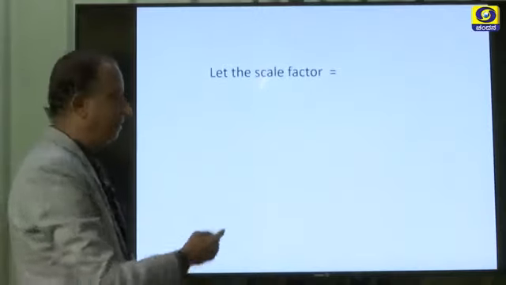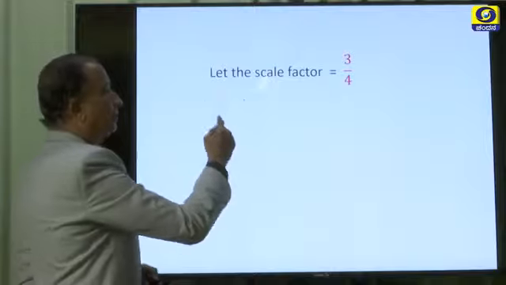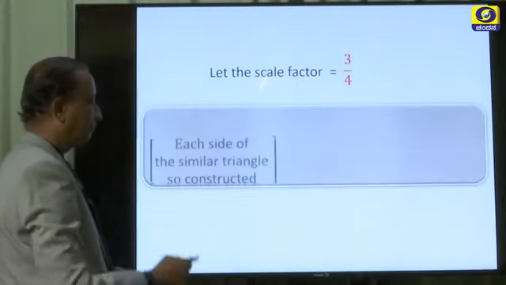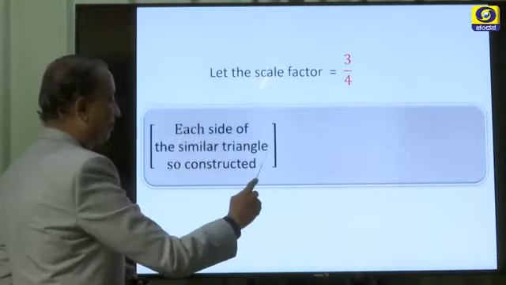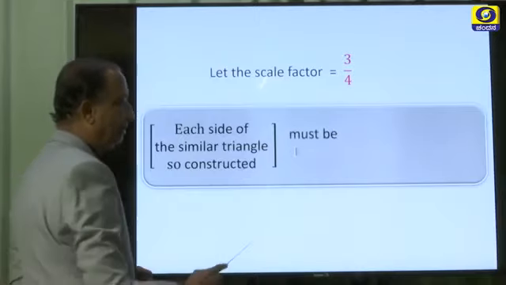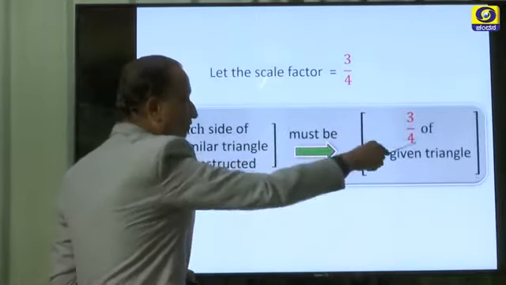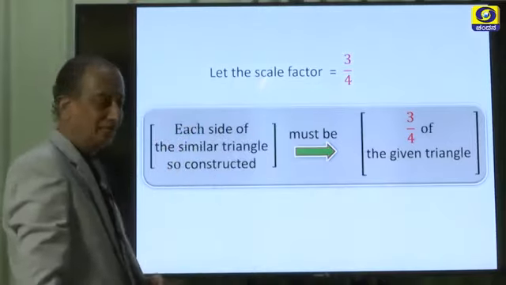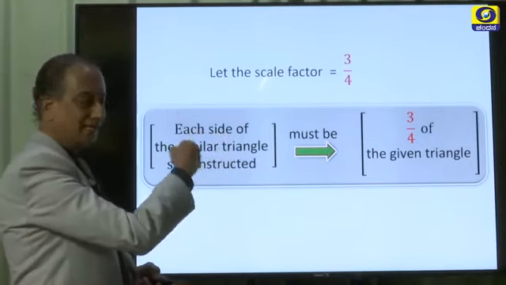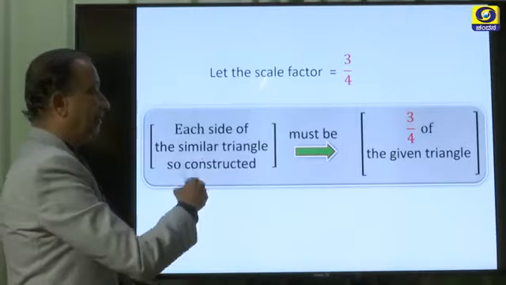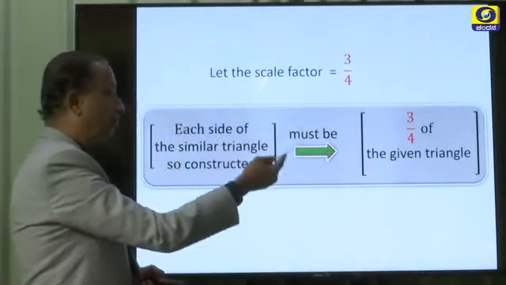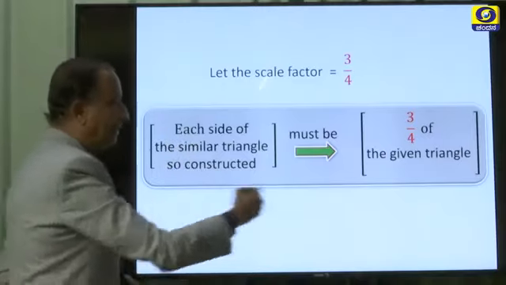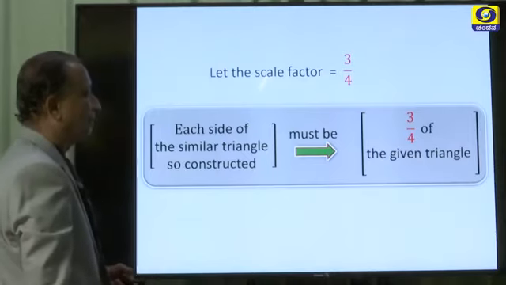Let me try to explain with the help of an example. Let us suppose that the scale factor is 3/4. What do you mean by this? It means each side of the similar triangle so constructed must be 3/4 of the given triangle. This is the meaning of the scale factor. So a triangle will be given, the sides and angles will be told to you, you have to construct that, then the triangle so constructed must be 3/4 of the triangle which is given to us. That is the meaning of the scale factor 3/4.